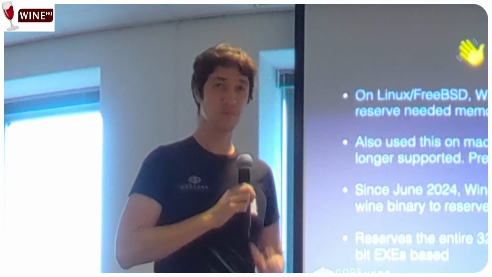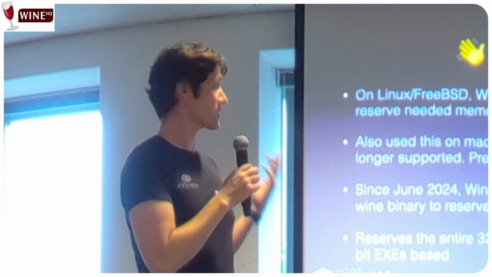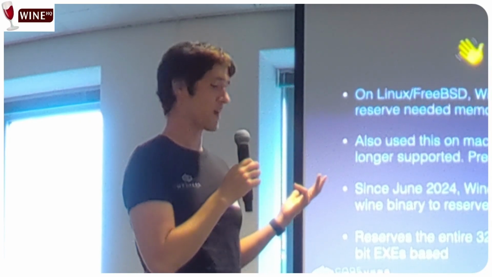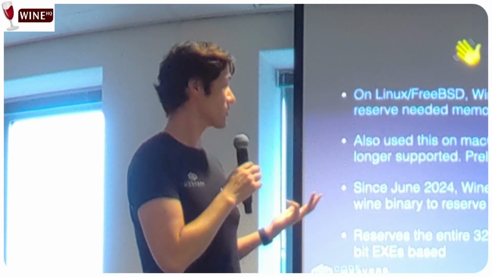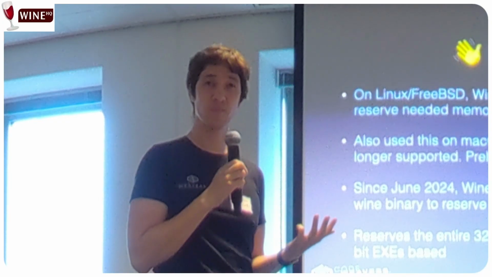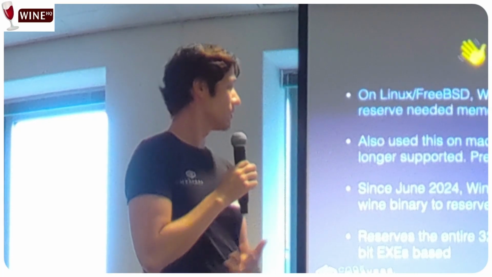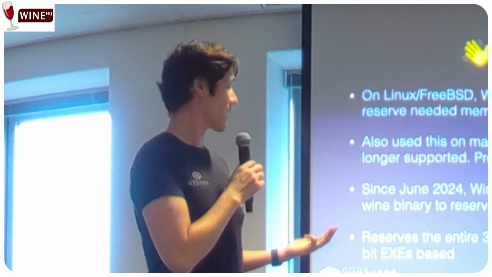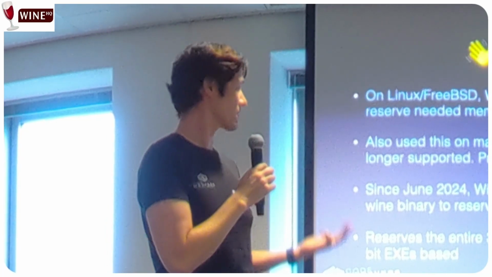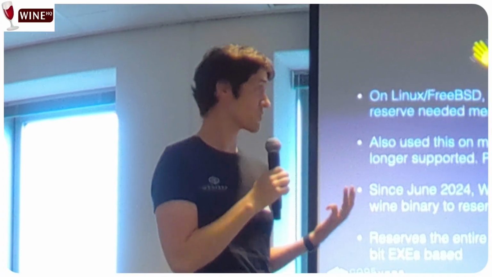So let's talk about something also kind of low level. The preloader that Wine uses on Linux and FreeBSD is a statically linked binary called the preloader, used to reserve memory ranges with C runs. We used to use this on macOS, but statically linked binaries are no longer supported.